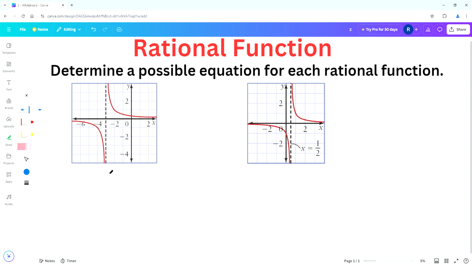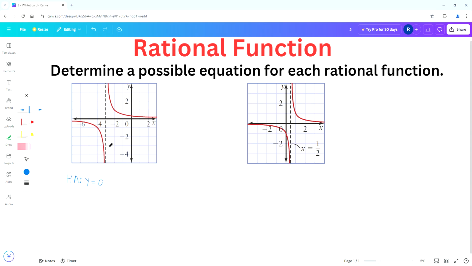This graph is made up of two curves. The first curve is in the bottom left corner. The second curve is in the top right corner. On the extreme left, the curve goes along the x-axis, and on the extreme right, the curve goes along the x-axis. That means there is a horizontal asymptote in this function at y equals 0. This horizontal asymptote is on the x-axis.